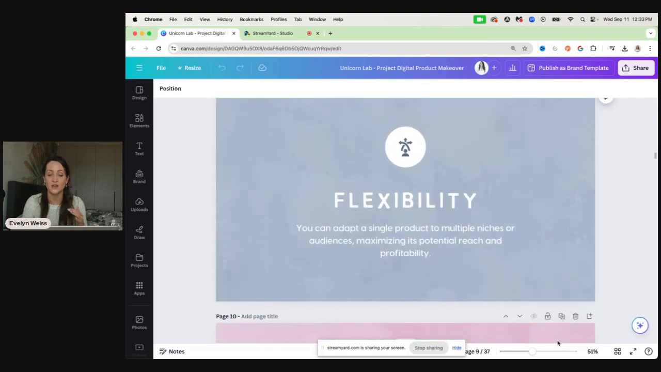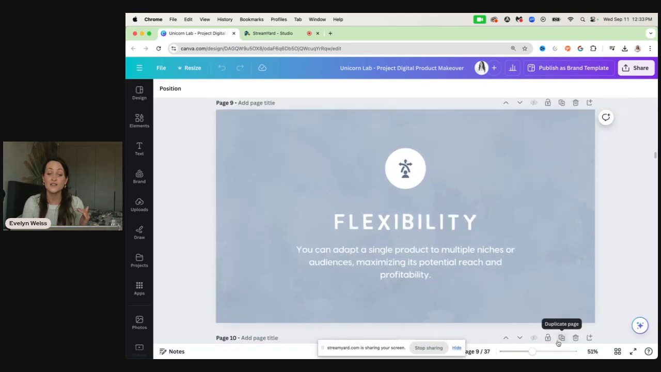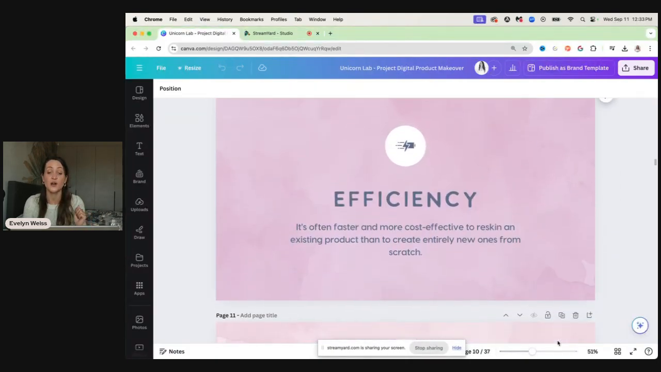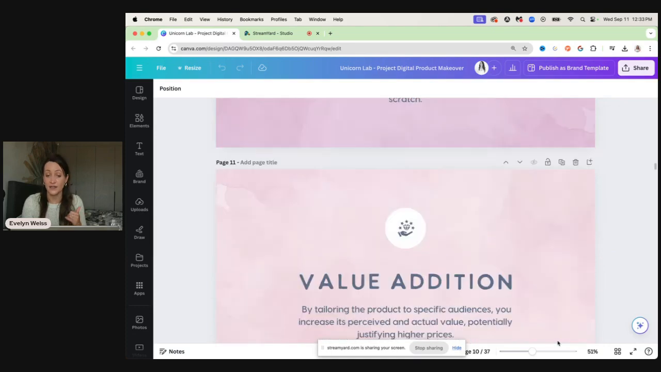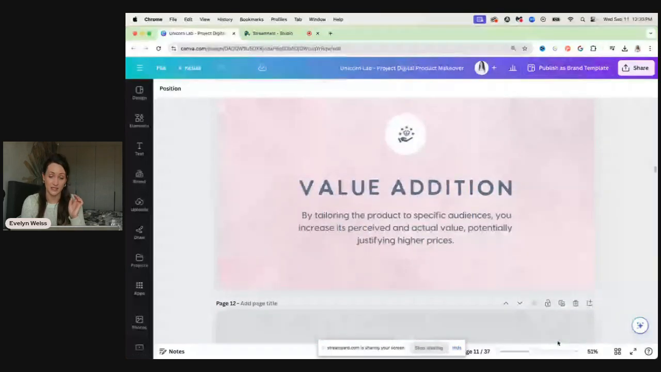And so you can create a lot of uniqueness, and by adapting that single product to multiple niches, you can increase your reach and profitability, because you are also more efficient and cost effective if you are reskinning one existing product and turning it into many that appeal to different segments of the audience. That adds value because it feels really, really tailored to them, right?